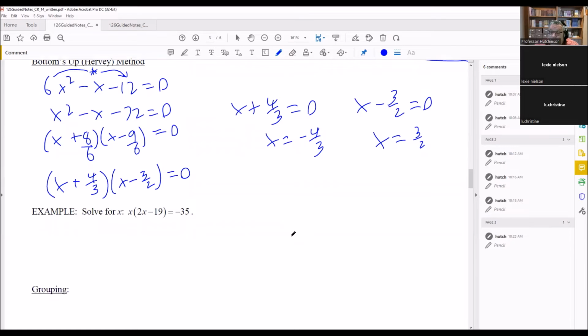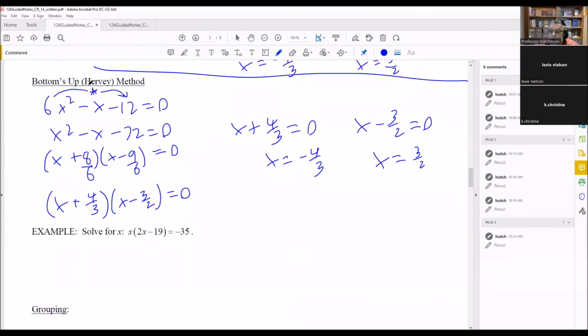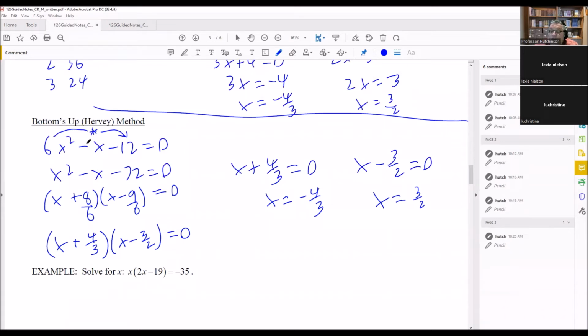Now I'm going to do another one here. And by the way, the grouping method only works if there's no common factors. So there's a 6, a minus 1, and a negative 12. There's no common factors between that. That's when you want to use the bottoms up method.